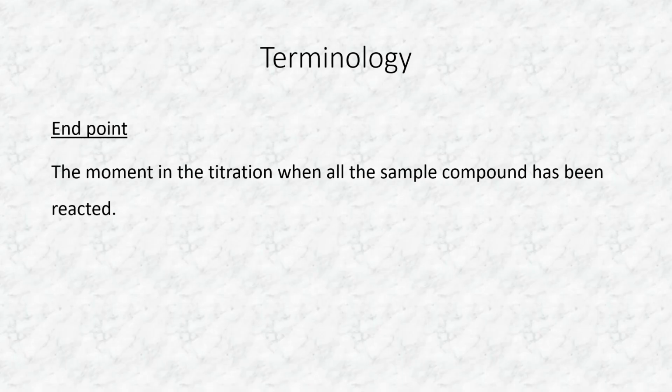You'll definitely come across the phrase endpoint. It's the most important part of any titration. It's the moment in the titration when you've got to the point where you've reacted all the sample compound in the flask, but no more. You've got to exactly the endpoint. You've just got to the finishing point where all the substance, the solution you've added from the burette, has reacted completely with all the sample substance in the flask. And at that point, there will be the colour change because there's an indicator present or because this is a self-indicating reaction.